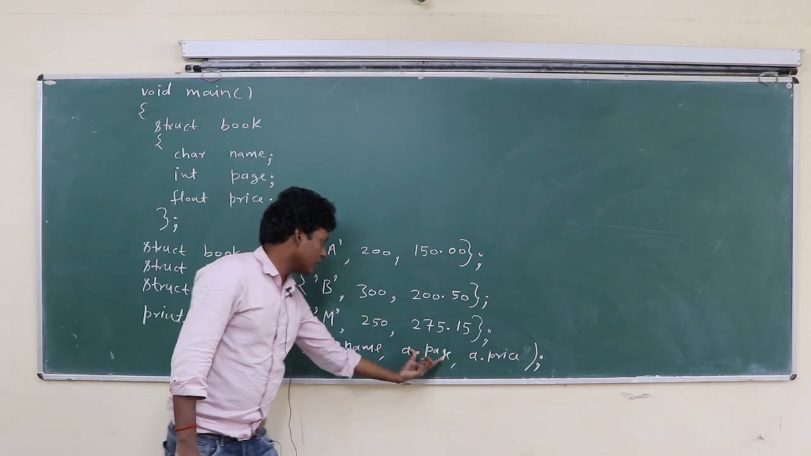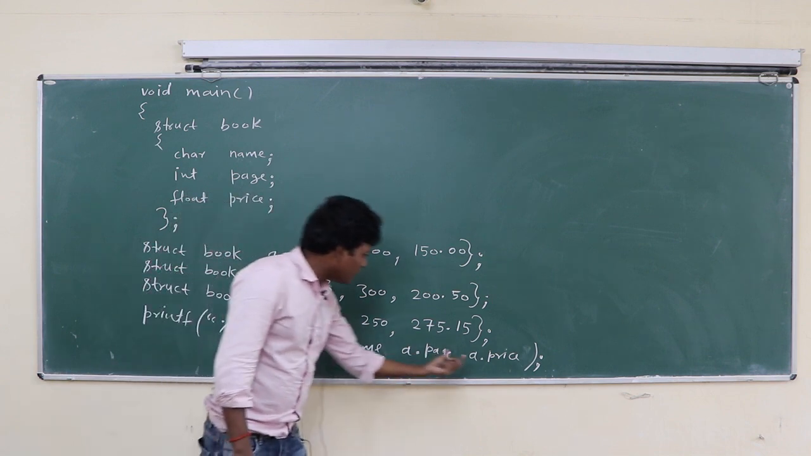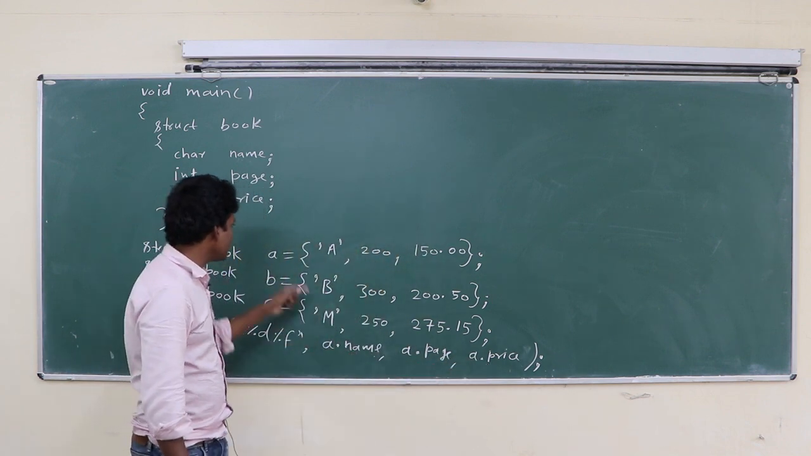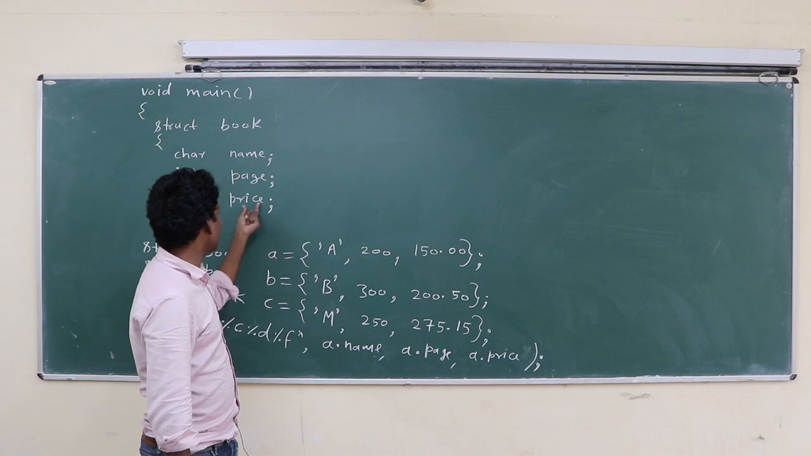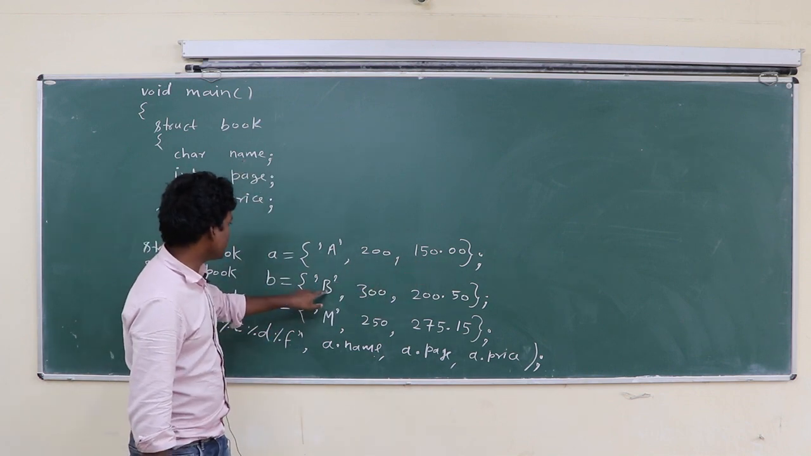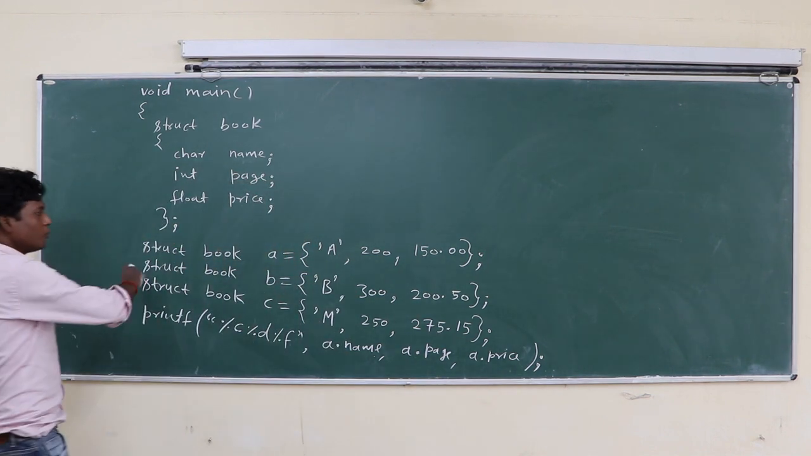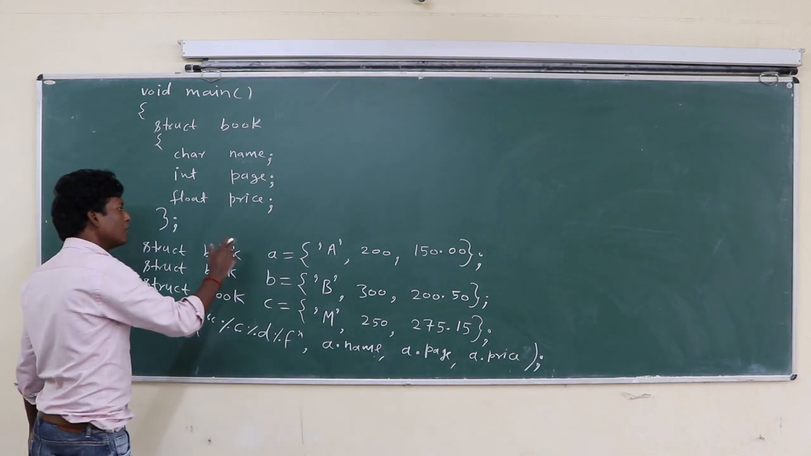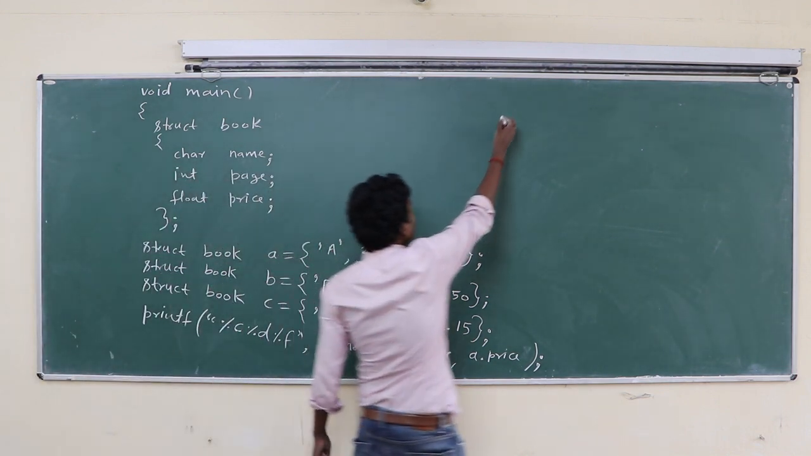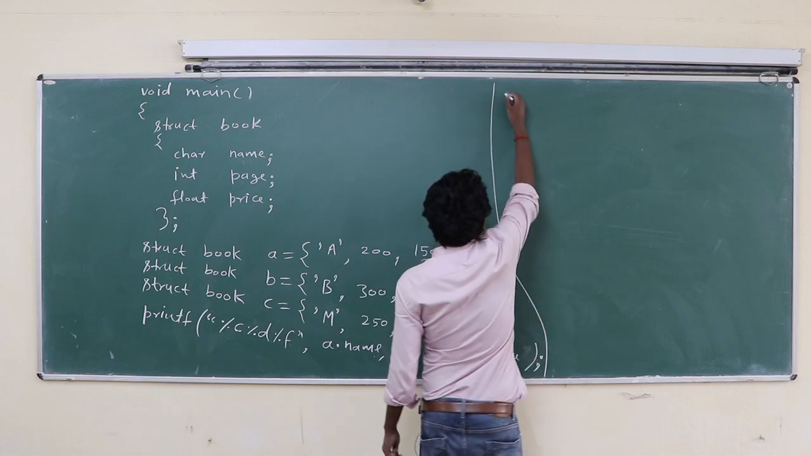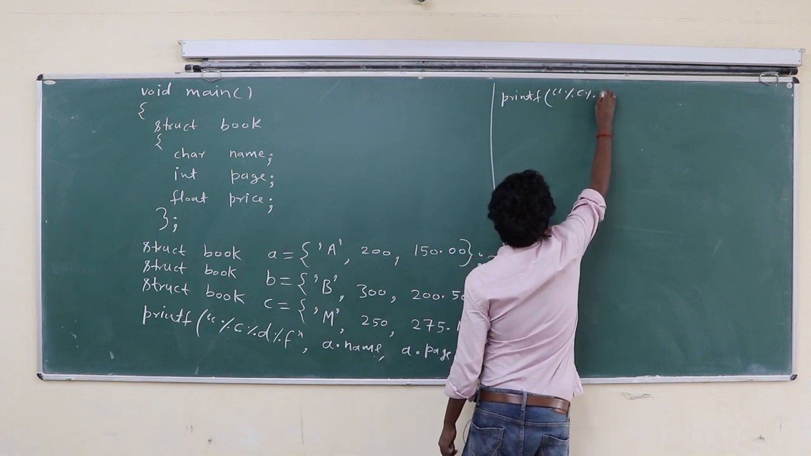So this will be printed here, because %c prints a dot name, %d prints a dot page, %f prints a dot price. Okay, and a dot name is this, a dot page is this, a dot price is this, b dot name is this, b dot page is this, b dot price is this. Okay class, so the first book details are printed here, details of book A are printed here. Okay class, now we are going to print the second book the same way. Printf %c, %d, %f.